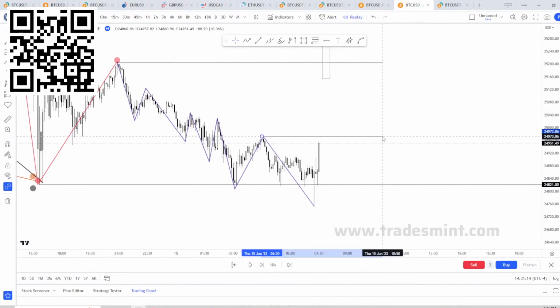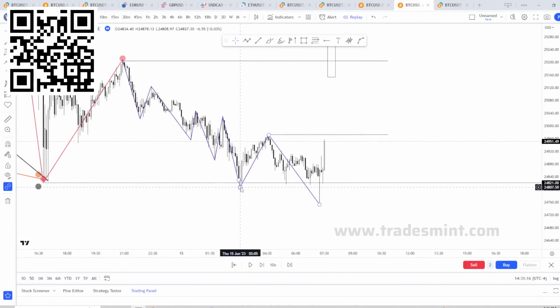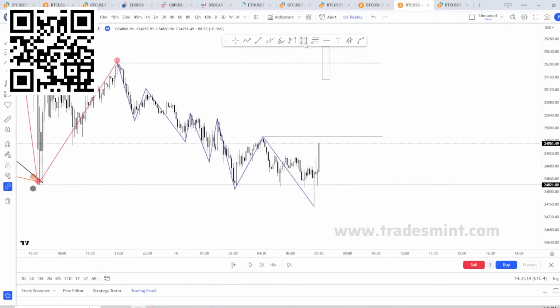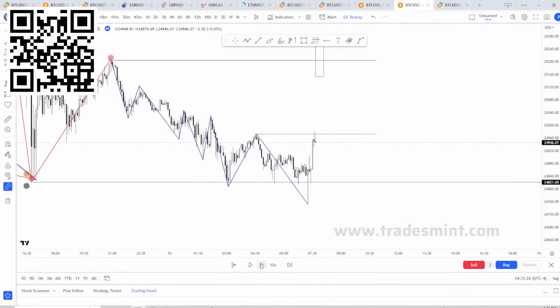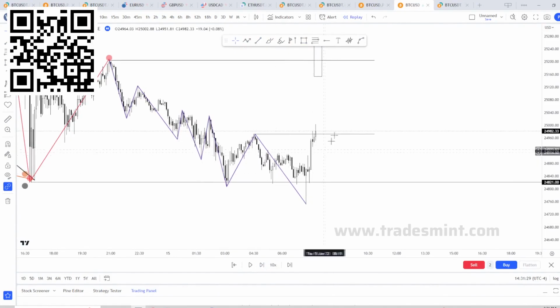I suggest you guys use the magnet or hold a control key on Windows. I'm not sure what the Apple key or other software key would be, but I hold a control key when I'm using my trend lines, etc. So in this case here, we are about to get a close above. There we go. We got our close above.